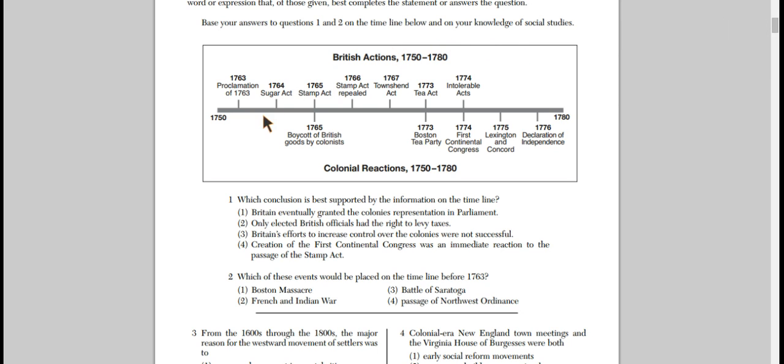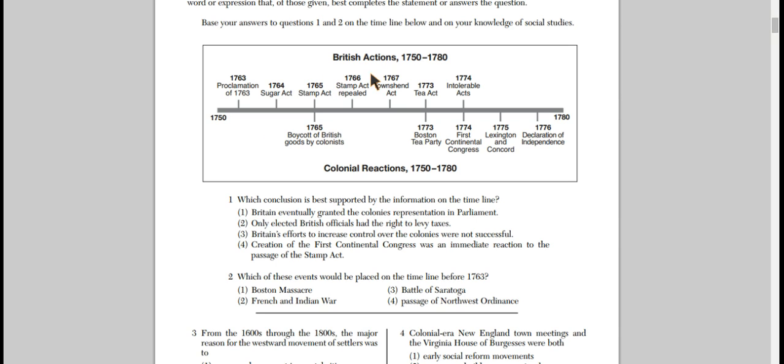Anytime you have a timeline, a graph, a chart, a cartoon, a passage, you always read the question first so that you know what you're looking for in the document above. So this says, which conclusion is best supported by the information on the timeline.